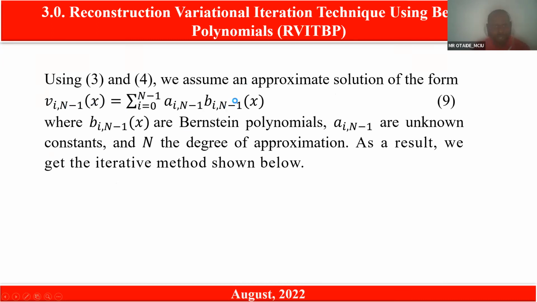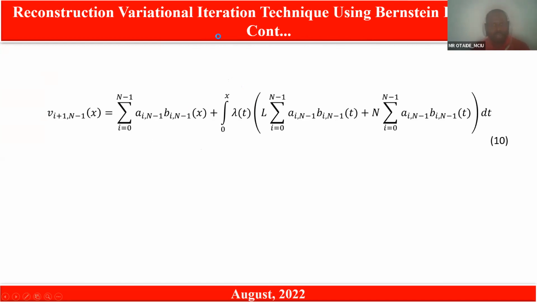Using 3 and 4, we assume an approximate solution of the form. We consider an approximate solution, where this is the Bernstein polynomial, and this approximate solution is equation 9. This is the reconstruction of the variational technique using Bernstein polynomials, which is the methodology for this work. Here we see our Lagrange multiplier. It's almost like the correction functional, but the first term here is replaced with the basis function or the approximate solution.